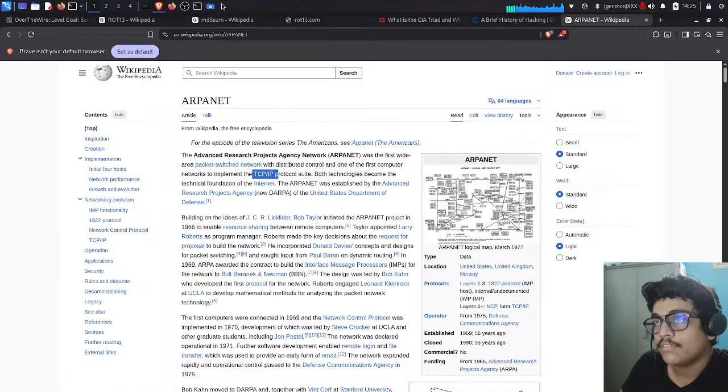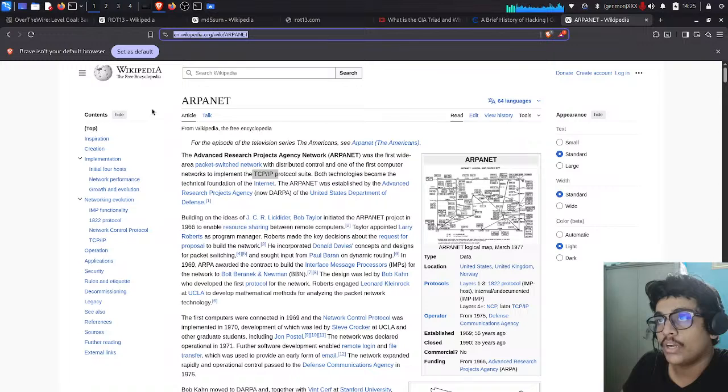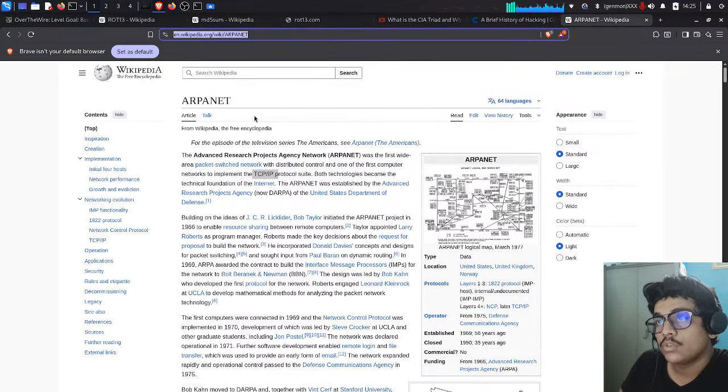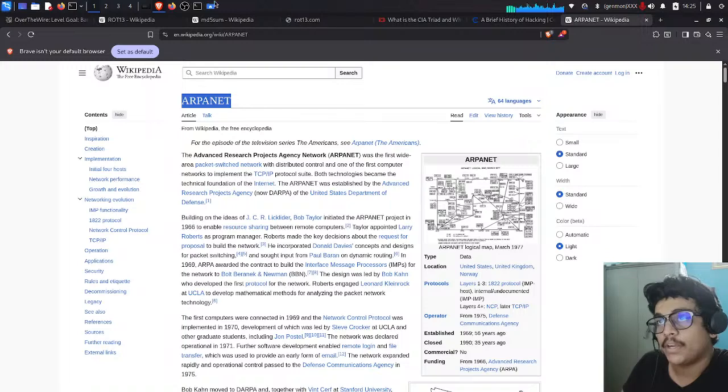In today's internet we use HTTP. You all already know what it is: hypertext transfer protocol, and HTTPS, the secured version of hypertext transfer protocol. These are the protocols used in today's internet generation, and the TCP/IP protocol was used in the generation of ARPANET.